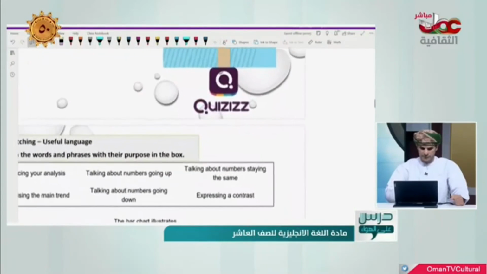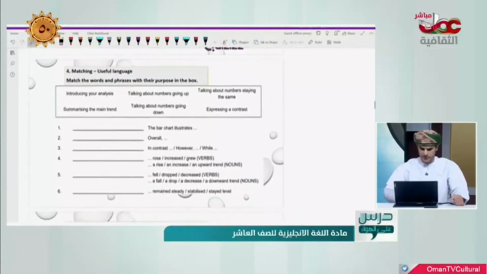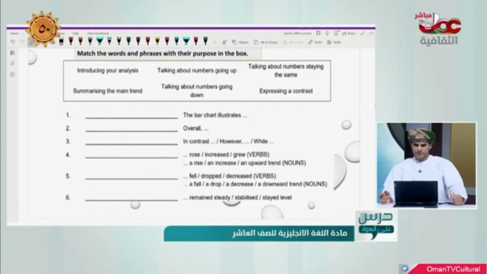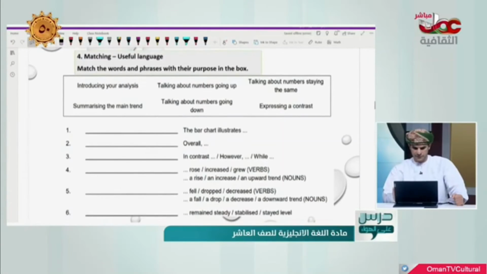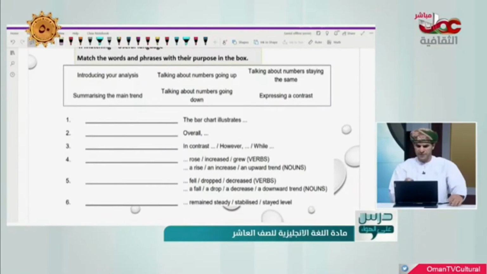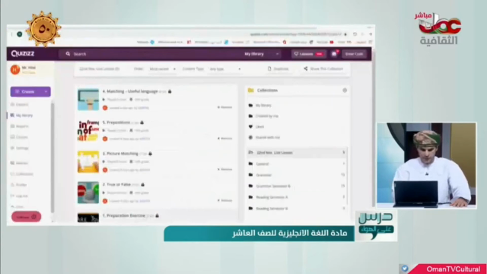Our last activity here, for this chart, I want you to match the words and phrases here with their purpose. What's the purpose of the bar chart illustrates? Overall. When do we say overall? When do we say in contrast? However, while. When do we say such words? Rose, increased, grew, a rise, an increase, an upward trend. When do we use these phrases?